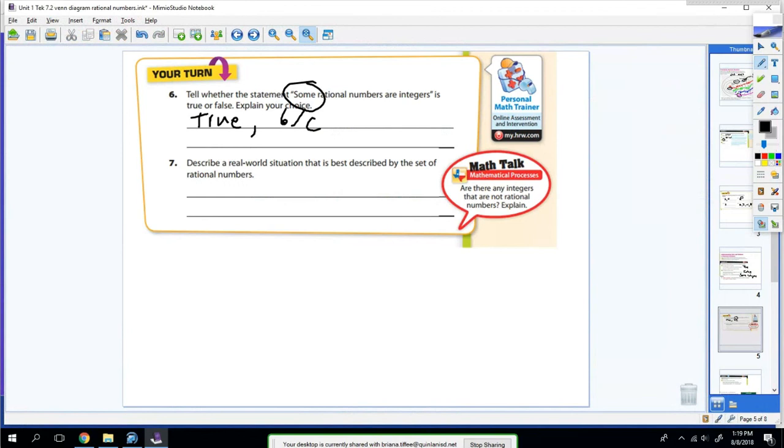Describe a real-world situation that's best described by the set of rational numbers. Rational numbers can be anything. It can be shoe sizes, measuring heights, measuring weight, things like that.